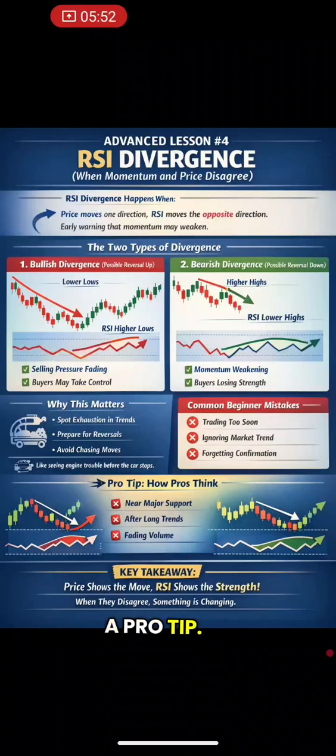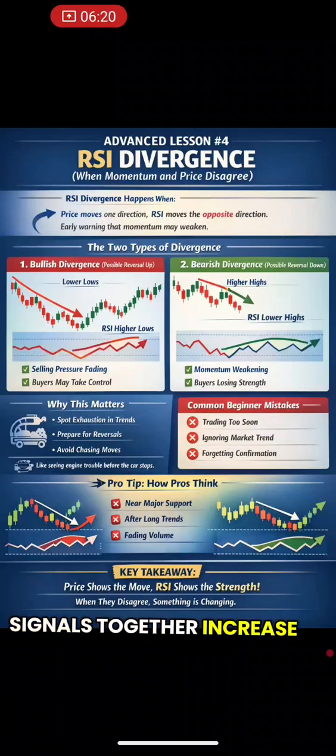This is a pro tip. Experienced traders look for divergence near major support levels, right? So support and resistance on the chart: where you see price going up, hitting, and then you see price coming back down, hitting. That's your support and resistance. Support is at the bottom, resistance at the top. Understand that, right? Multiple signals together will increase your probability, right? So if you see all of these together with divergence, then you know what's happening, right?